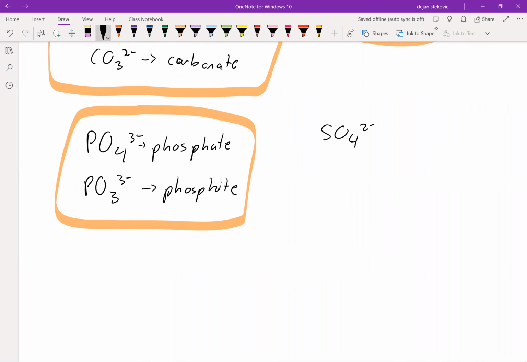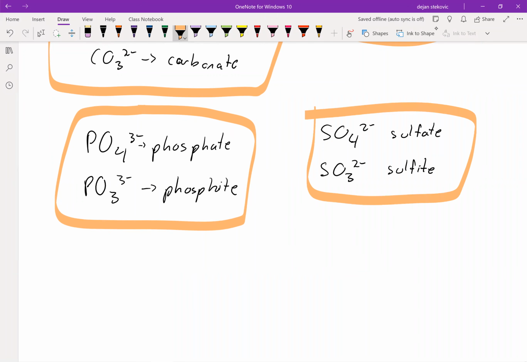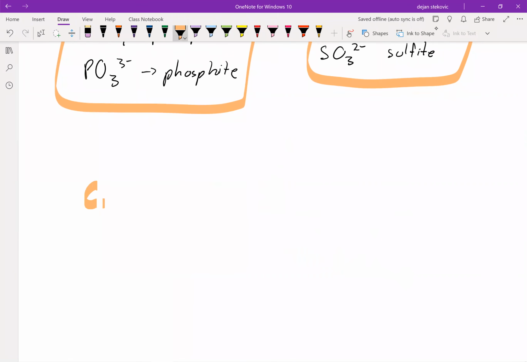SO4 2 minus is sulfate. SO3 2 minus is sulfite. CN minus, with the negative on the carbon, is cyanide.